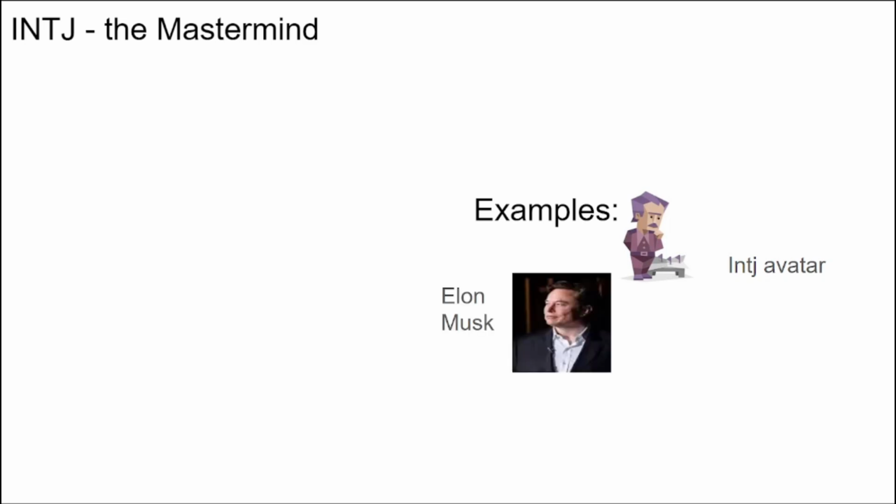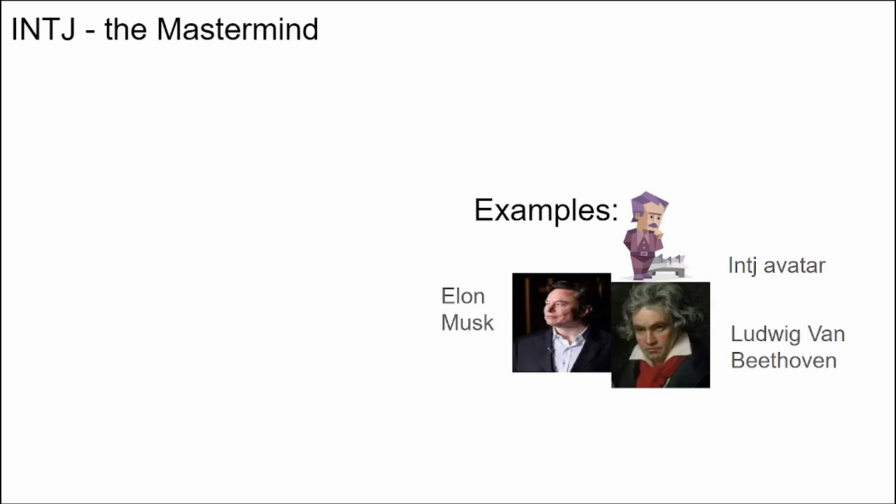The next one we've got is INTJ, the mastermind. Examples: here's the avatar. He looks very like he would play a lot of chess. There's Elon Musk. This is what he looks like in person.